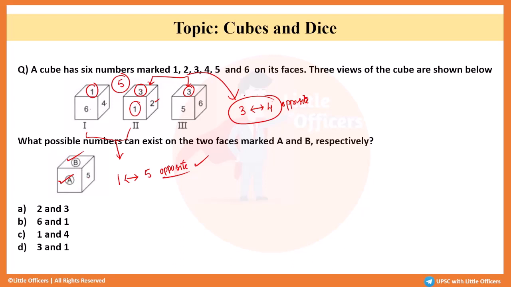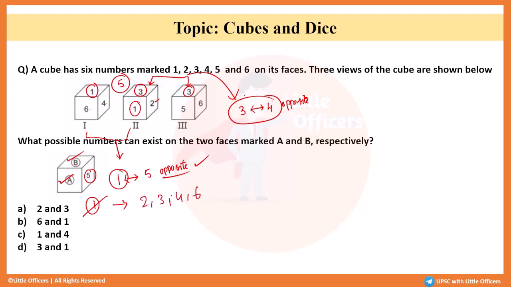Look at this. The adjacent number that is given is 5. That means the only number which is opposite to 5 cannot come here at the position of A and B. All other numbers can come. So what is the number which is opposite to 5? That is 1. That means A and B cannot be 1. Barring 1, you can find 2, 3, 4 and 6.